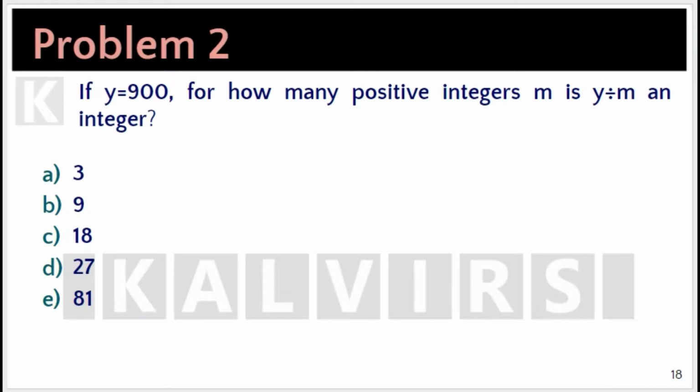equals 900. For how many positive integers m is y over m an integer? First of all, the problem states that y over m is an integer. Which of the following about y and m must be true? If this quotient is an integer, then m is a factor of y.